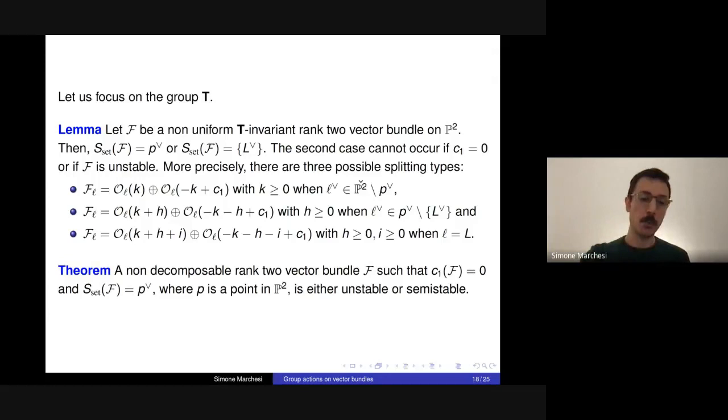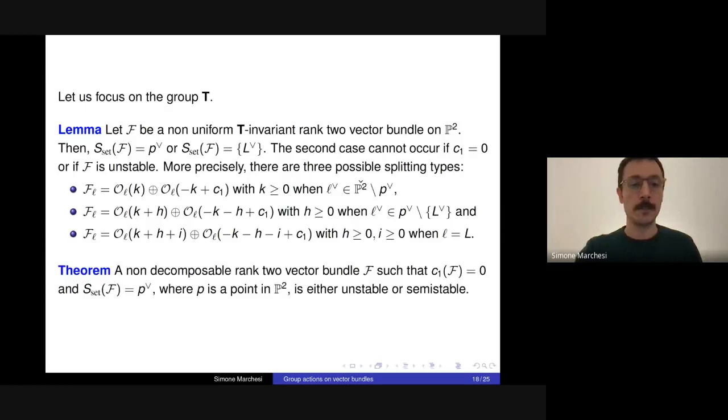In the following key theorem, I'm not supposing that it is invariant, I'm just supposing that I have an indecomposable rank 2 vector bundle which is normalized with first Chern class equal to 0, and set theoretically the set of jumping lines is equal to the line defined by the dual of a point on P2, and I want to prove that it is either stable or semi-stable, so it cannot be stable. So I want to prove that a bundle with this hypothesis cannot be stable.